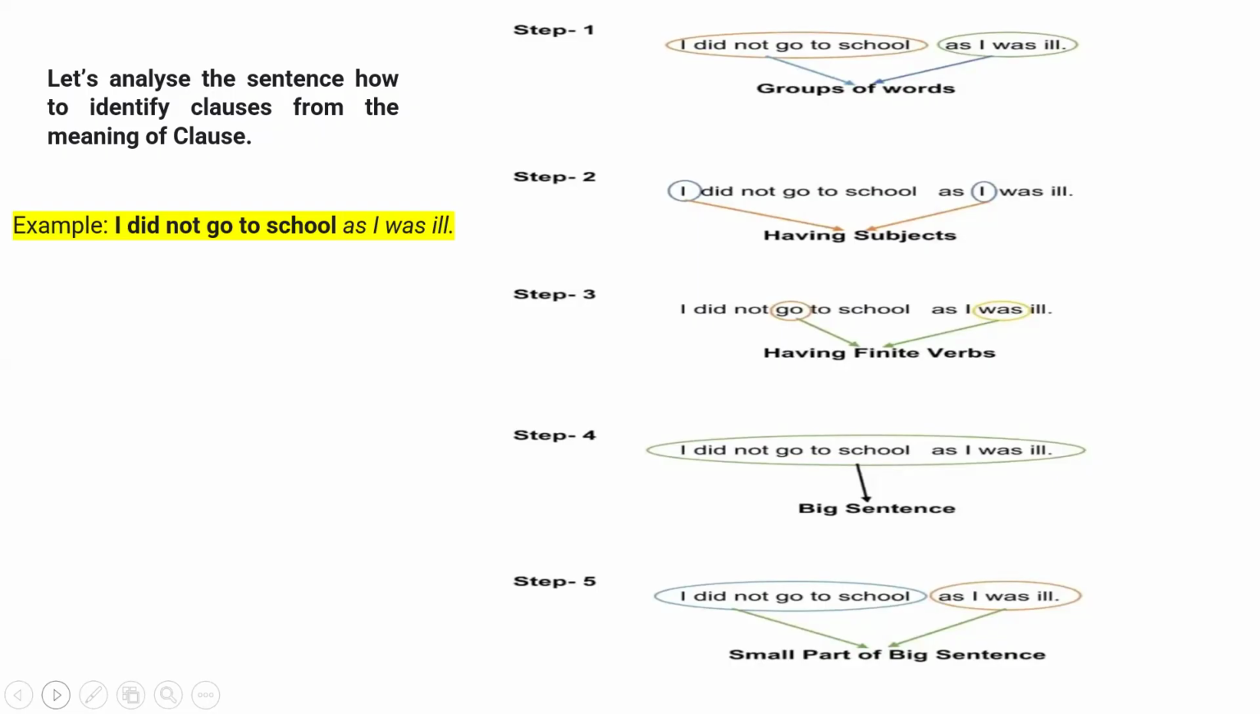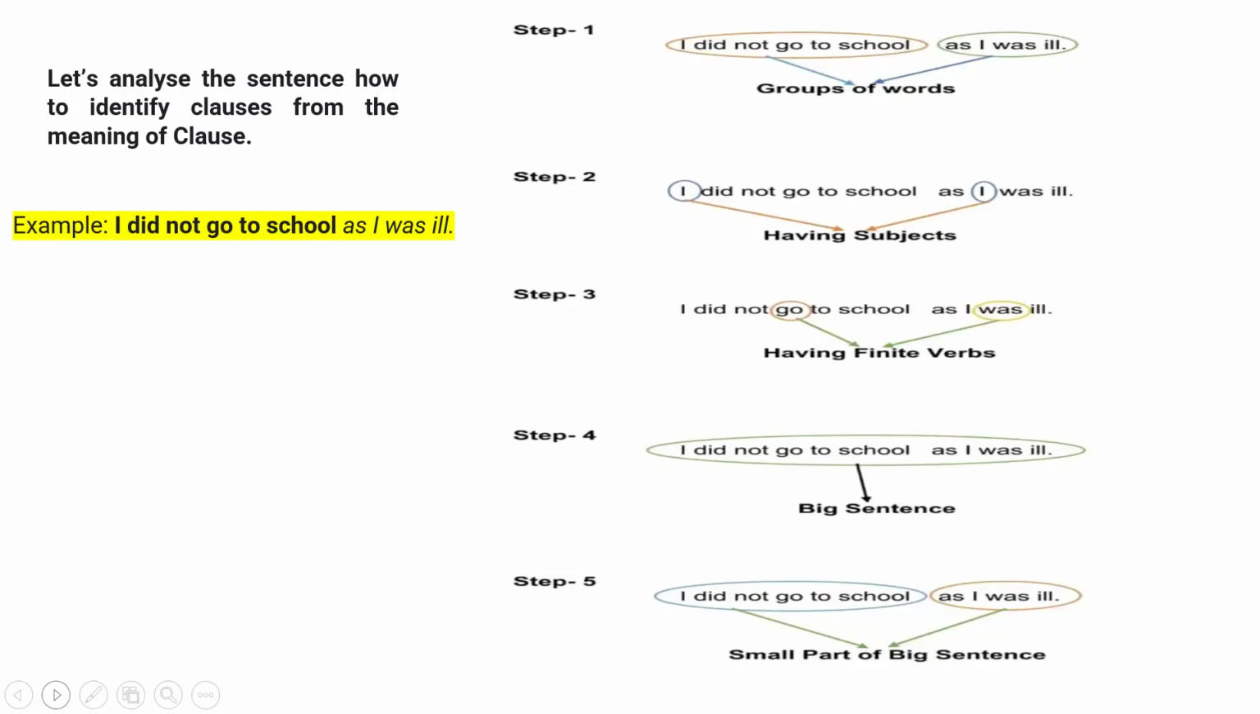Look at step 1: I did not go to school as I was ill. Groups of words are there. Step 2: I did not go to school, as I was ill, both have subjects. Step 3: both have finite verbs, go and was. It is a big sentence, and we have made small parts of the big sentence. The first part is an independent clause, and the second part depends on the previous part, which is the main clause.